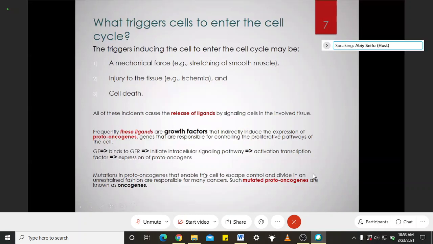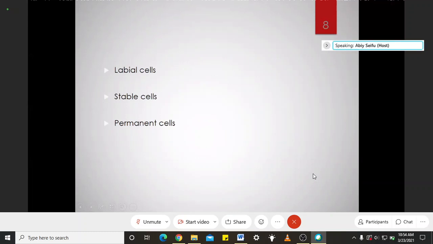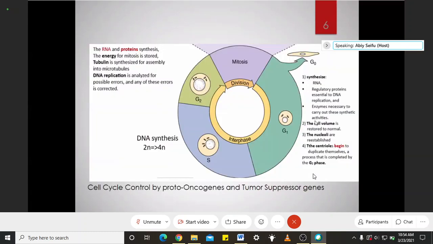results in uncontrolled proliferation of the cells during the cell cycle. So these mutated proto-oncogenes are known as oncogenes. So during the cell cycle, there are different types of cells.